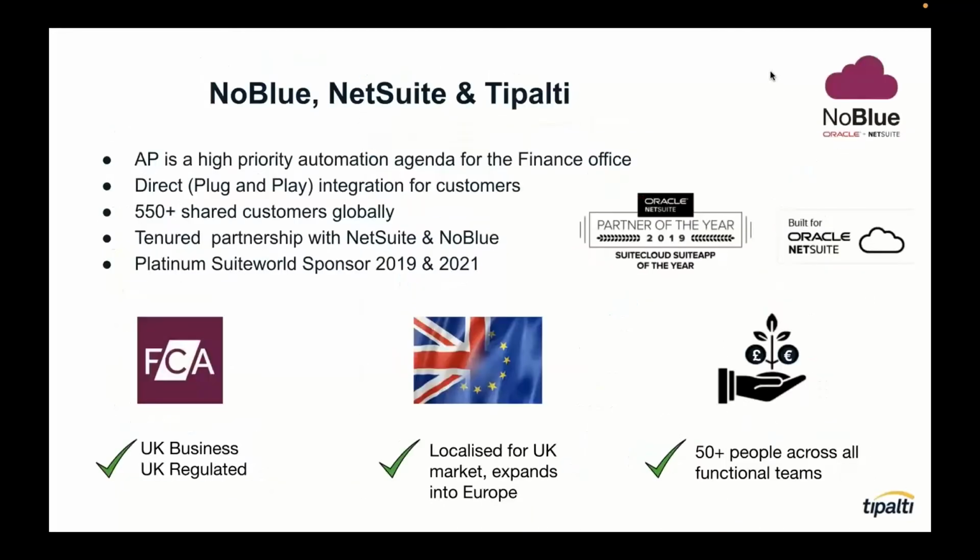So next slide, please, Jasmine. Okay, so let's talk about NoBlue, NetSuite, and Tipalti and why this partnership exists. AP is a high priority automation agenda for the finance office. It's one of the most time-consuming processes, and something that a lot of businesses with high requirements around AP are looking to automate so they can gain efficiency and scale. And how does Tipalti support this? And why is NoBlue partnering with Tipalti in order to do this?